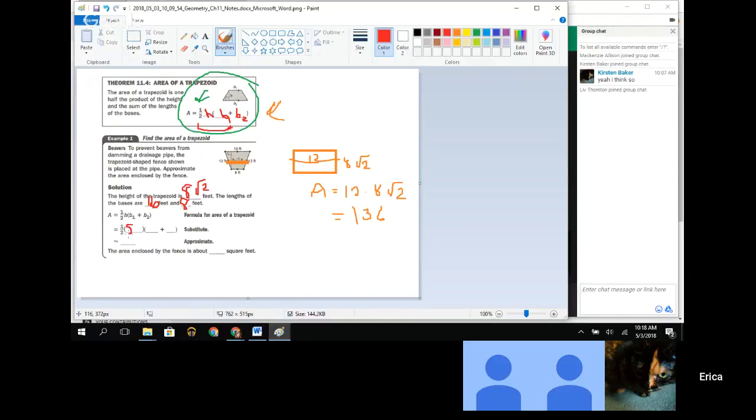Okay, so my area is 1/2 the height times base 1 plus base 2. So 1/2 8 square root of 2 times 16 plus 8. So don't forget, in this formula, you need to add the bases together before you multiply by 1/2 8 square root of 2. So again, if I type this in the calculator, I get about 136. It's not exact. So the area is 136 feet.